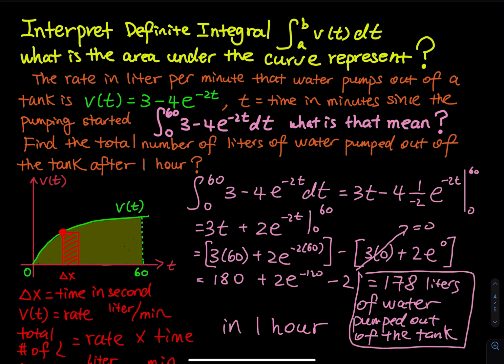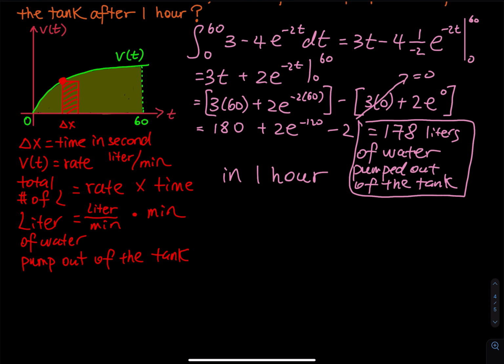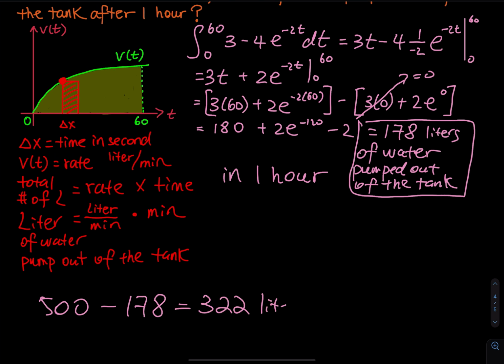And then let's ask another question. Let's say we have 500 liters initially. How many liters do we have after 1 hour? After 1 hour, how many liters do we have left over in the tank? You take 500 minus 178, so that equals 322 liters in the tank.